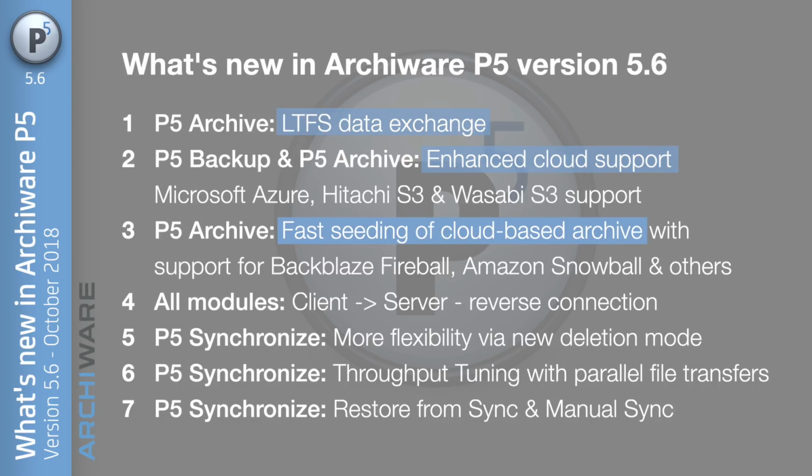Enhanced cloud support means support for Microsoft Azure, plus Hitachi and Wasabi via the generic S3 option. Fast seeding of cloud-based archive allows the use of appliances such as the Backblaze Fireball and Amazon's Snowball to quickly migrate local data up to cloud storage.